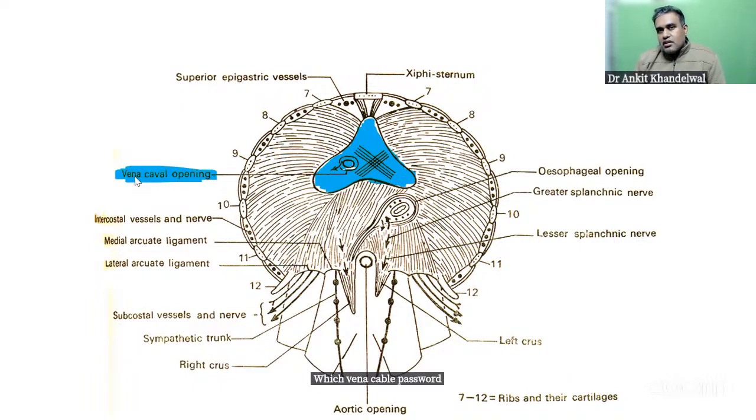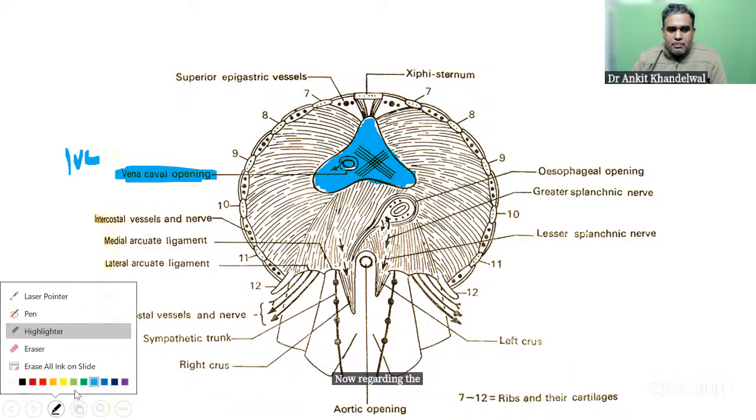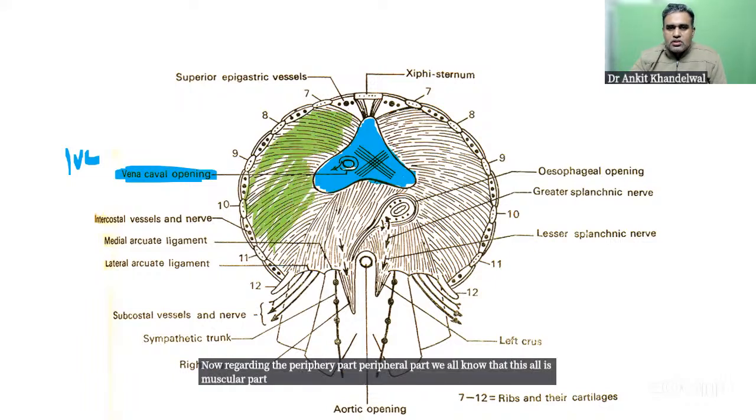SVC or IVC? Lower part. So here we have the IVC. We have a central tendon. Now regarding the peripheral part, we all know that this all is the muscular part.